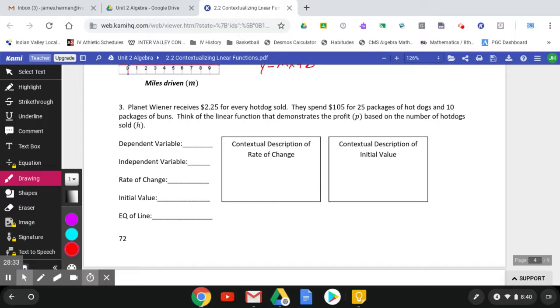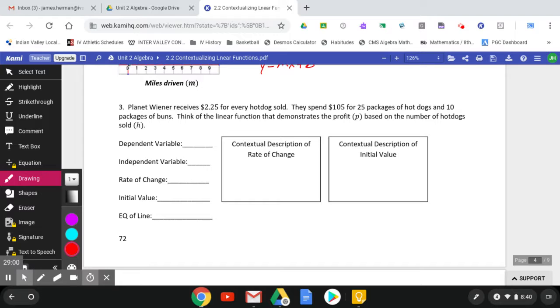Planet Wiener receives $2.25 for every hot dog sold. They spend $105 for 25 packages of hot dogs and 10 packages of buns. Give a linear function to demonstrate the profit based on the number of hot dogs sold. There's no graph, there's no equation. Here I've got to figure this stuff out. First, what's my independent and dependent variable and why?